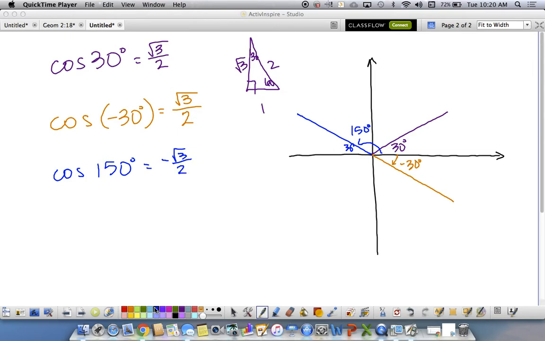Okay? Now, last but certainly not least, let's pick a different color. What's cosine of negative 150 degrees? Where is negative 150 degrees? I'm going negative. When I finally get to 150 degrees, I'm in which quadrant? Third. What's my reference angle? 30. What is cosine of negative 150?